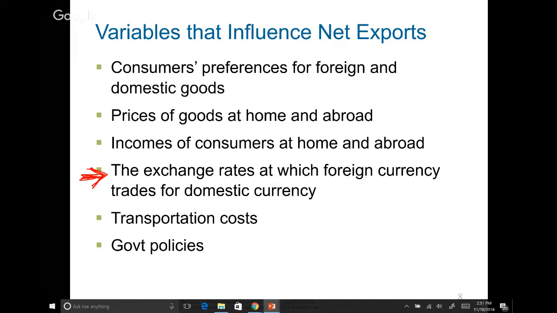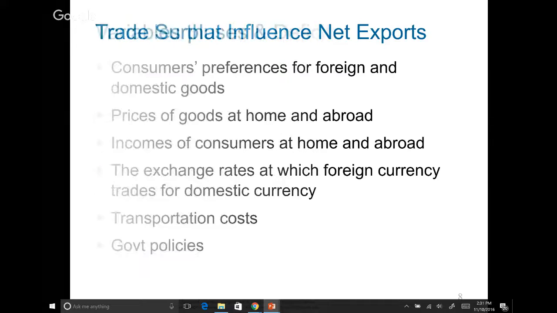Transportation costs are also important. If the transportation cost is increasing, then we tend to either decrease imports or decrease exports. And the last one, government policy. We learned this before. Every time you have a tariff, every time you have a quota, that will definitely impact our net export. Okay. All right, so let's continue.